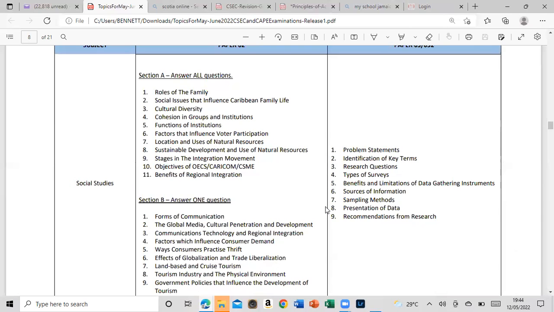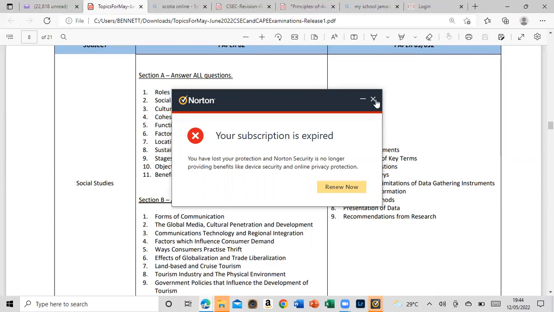We're gonna look at location and use of natural resources. What the hell?